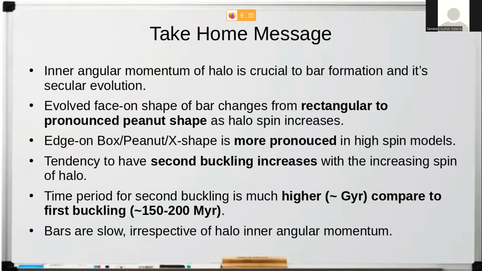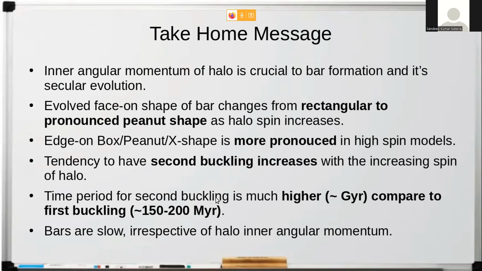So these are my final comments and take home messages for the talk. We show that the inner angular momentum of the halo is very crucial to bar formation and its secular evolution. The evolved face-on shape of the bar changes from rectangular to the pronounced spinner shape as the halo spin increases. And in edge-on, the BPX shape is more pronounced when you have a high spinning halo, or more angular momentum in the central region. And the tendency to have a second buckling increases as you have a highly rotating halo in the surrounding region.